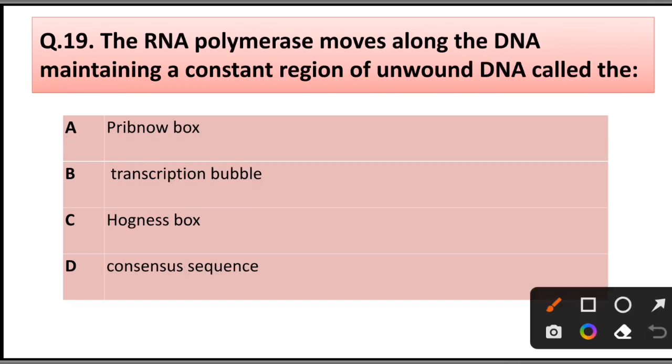Question number 19. The RNA polymerase moves along the DNA maintaining a constant region of unbound DNA called the Pribnow box, transcription bubble, Hogness box, continuous sequence. Answer is option B. Transcription bubble.